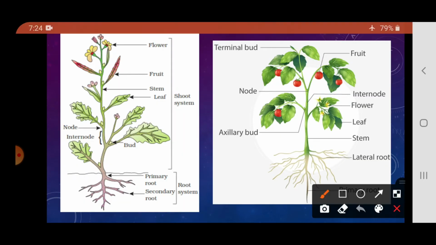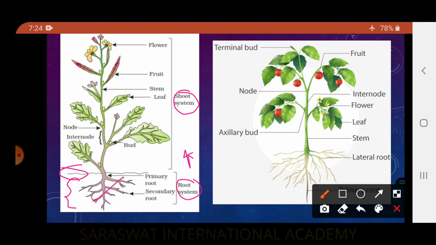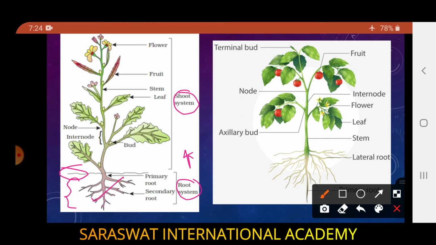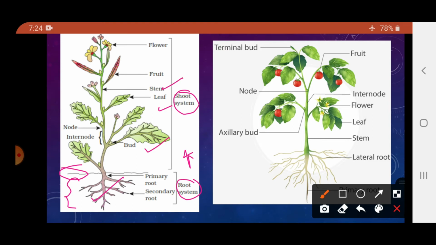See students, these are the parts of the flowering plant. This is the ground portion. The portion below the ground is the root system. The portion above the ground is called the shoot system. Now the root system bears the root. The shoot system bears the stem and the leaf. So this is a stem, this is a leaf, and then there are branches.